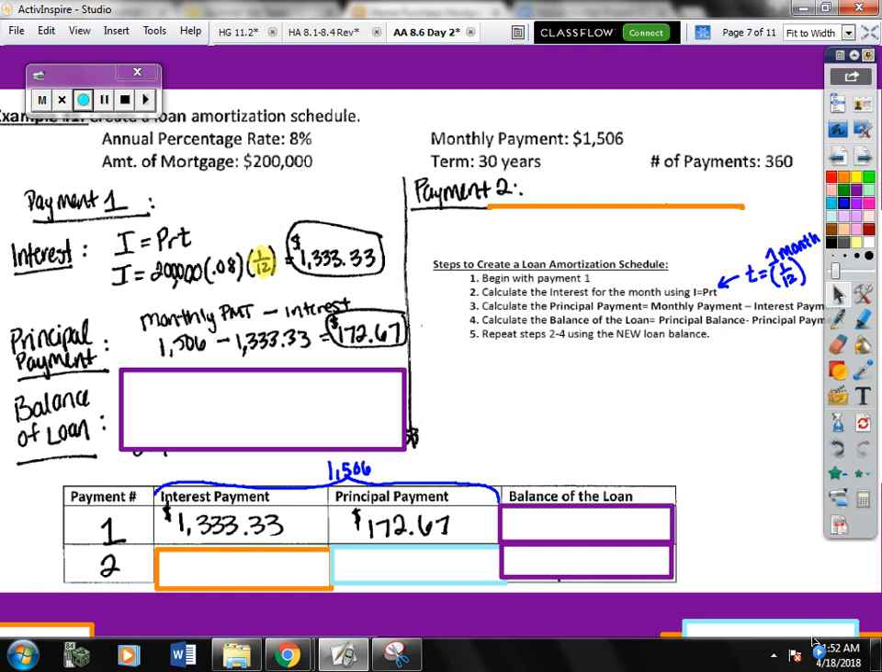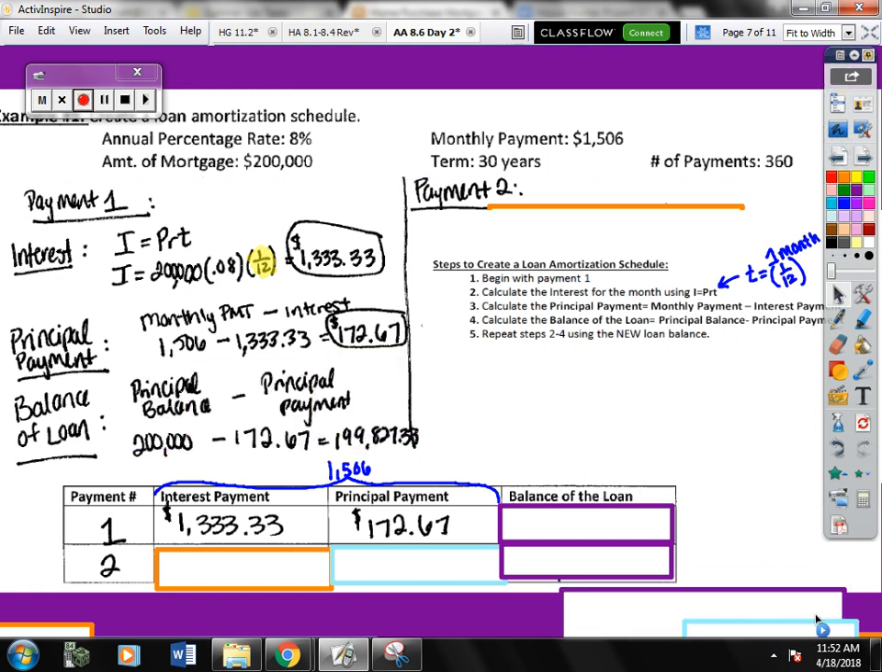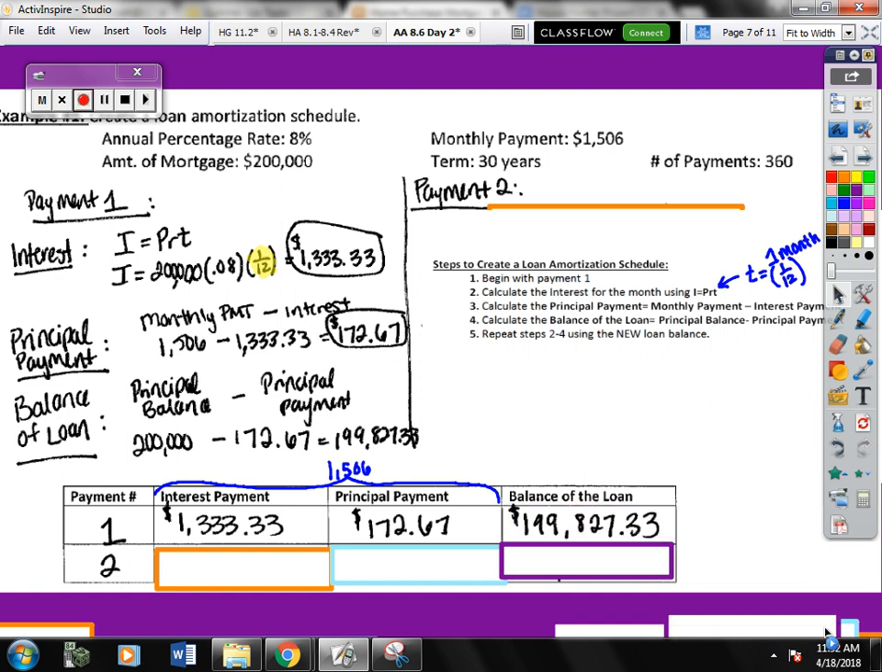So to find the balance of the loan, we'll take the principal balance, which at the time of month 1 is $200,000, and we will subtract the principal payment, which is $172.67. And then we'll get $199,827.33.